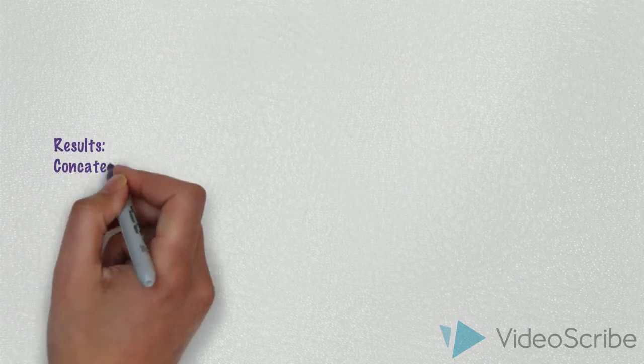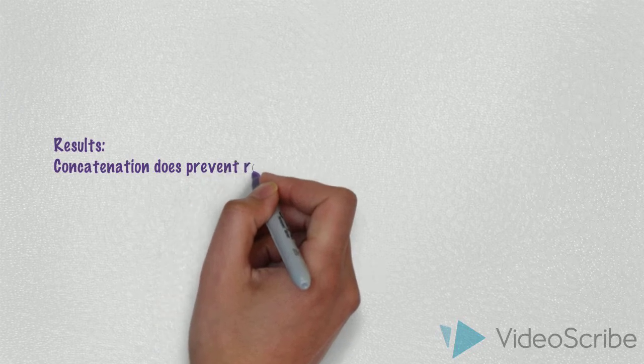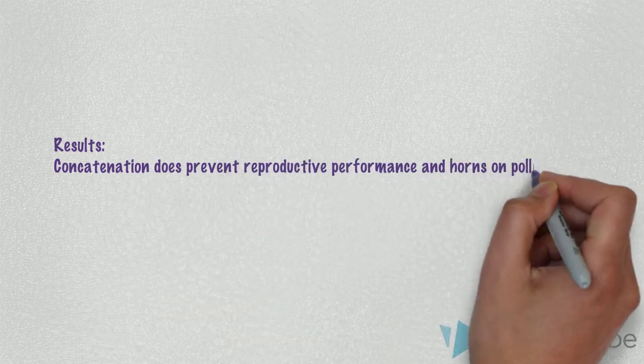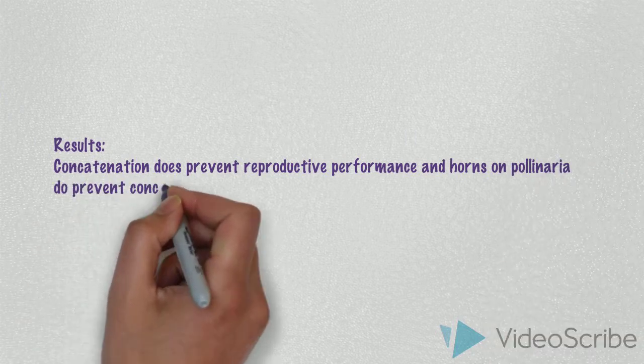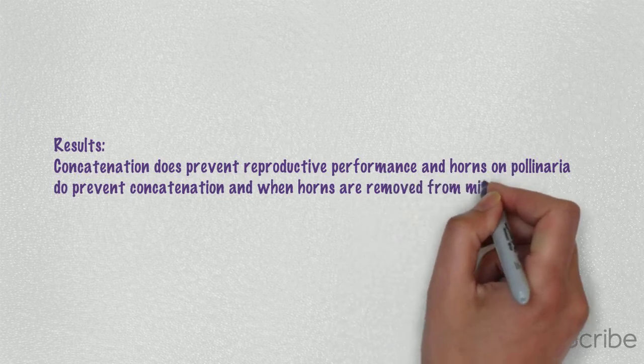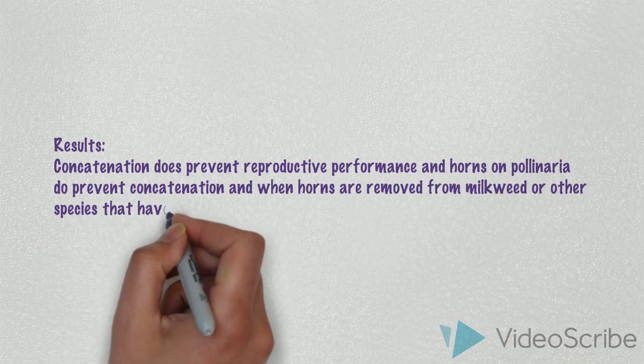The results of that experiment were that concatenation does prevent reproductive performance, and horns on pollinaria do prevent concatenation. When horns are removed from milkweed or other species that have these horns, concatenation occurs again.